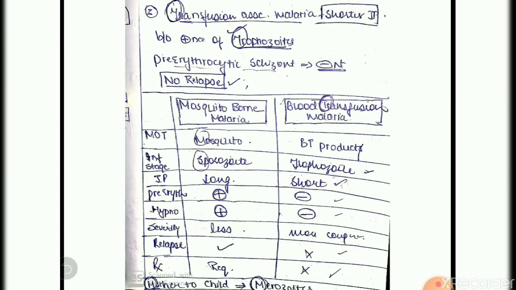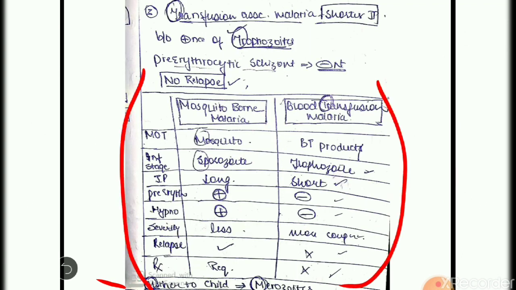The next thing that we have is transfusion-related malaria and mother-to-child malaria. So in transfusion-related malaria, the infective form is the trophozoites, and in mother-to-child it is merozoites. And you can see this table for the comparison. It's a very good curated table.